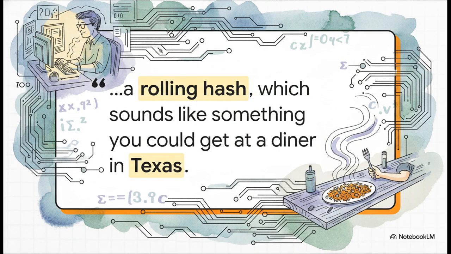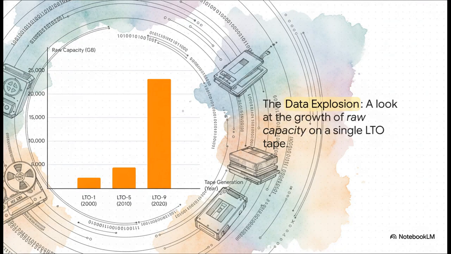But once you get past that simple restart, things get complicated, fast. As the book hilariously points out, network engineers deal with some seriously complex math, with names that sound like, well, something you could get at a diner in Texas, like a rolling hash. It's just a fun reminder that behind our simple clicks is a world of incredible complexity run by some real unsung heroes. And those heroes are dealing with an absolute explosion of data.